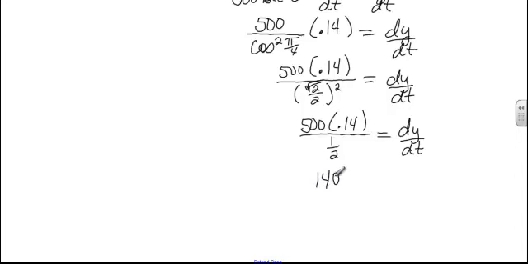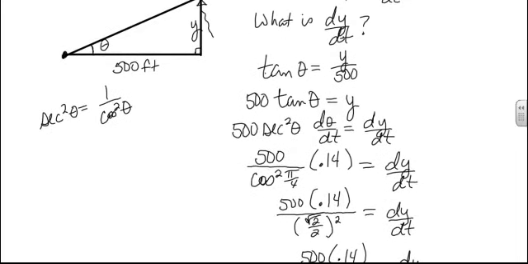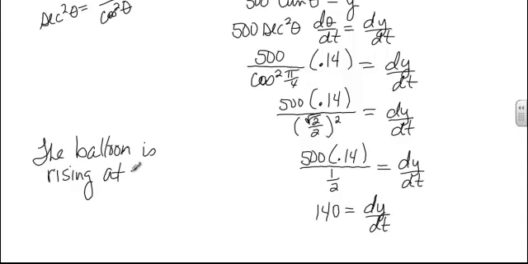That's a positive rate of change, which makes sense. If our balloon is rising, then y is getting longer. Y is increasing, so the derivative is positive. And we can say that the balloon is rising at 140, and the units on that would be feet per minute, at the time in question.